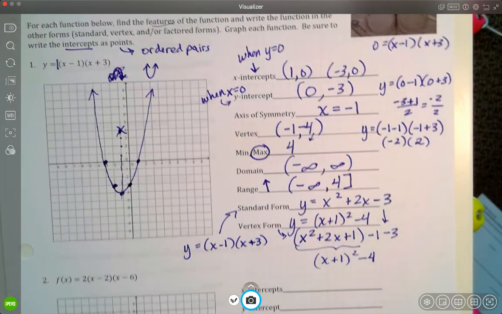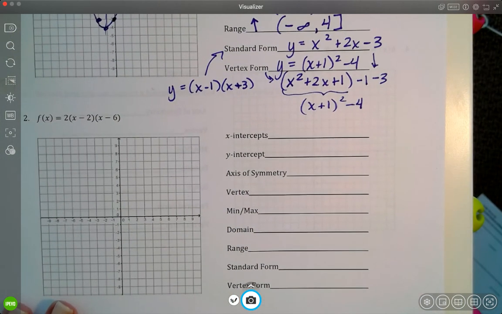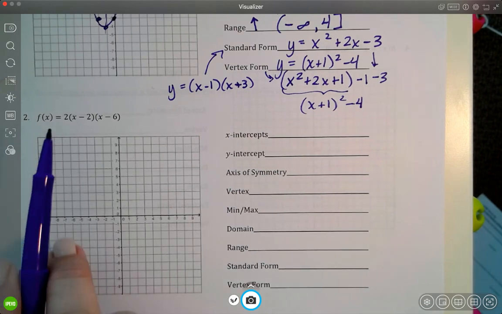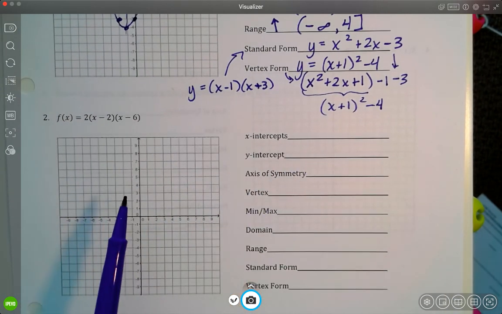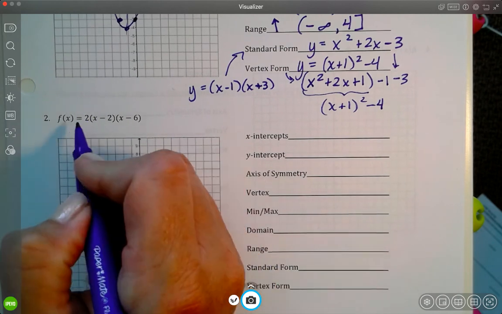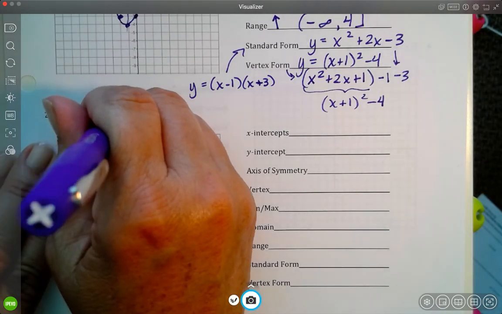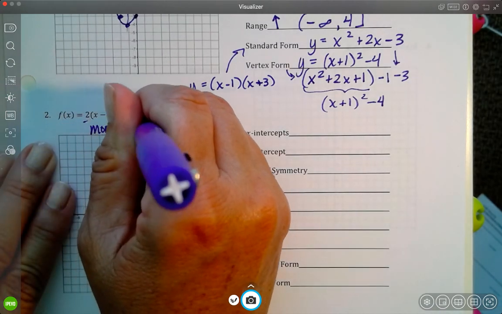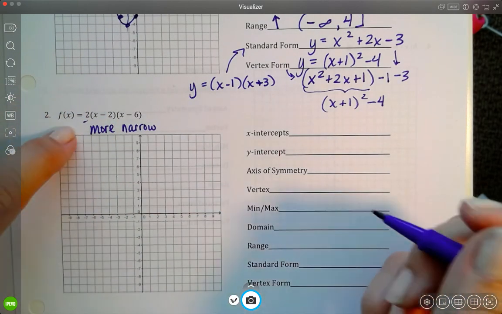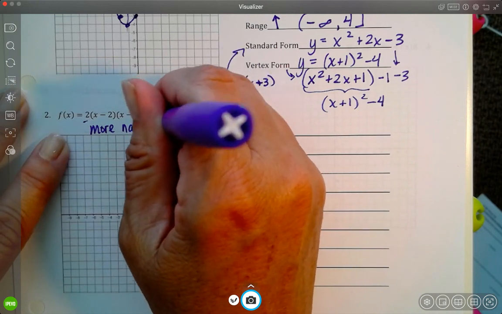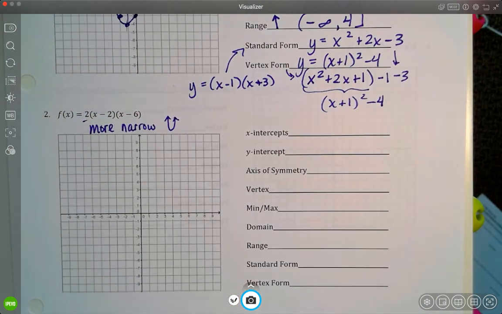All right, let's look at this one. Something you know about this graph already is that because a is 2, it's going to make it more narrow. So expect that on your graph. And since it's positive 2, you know it's going to go up like this. So I always just try to sketch it, see what it's going to look like. Okay, it's in factored form.